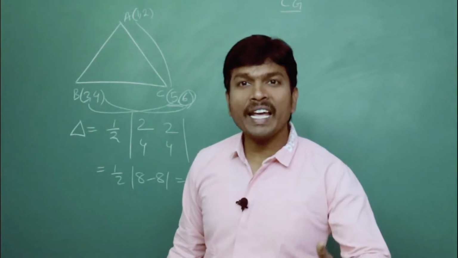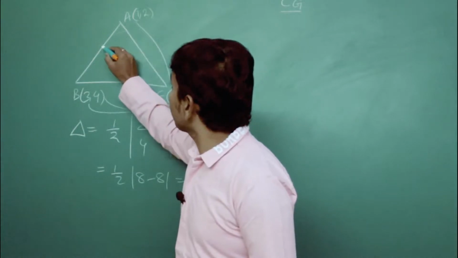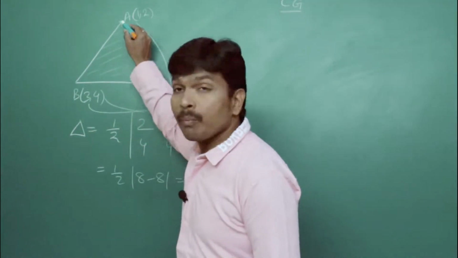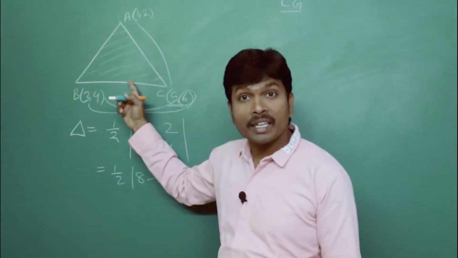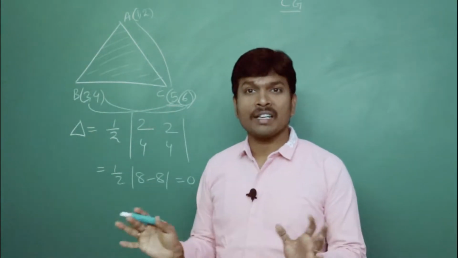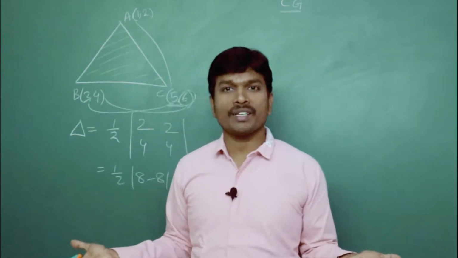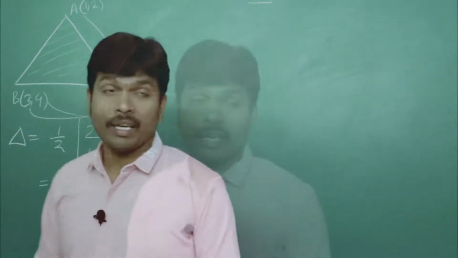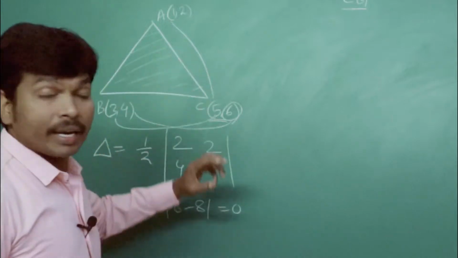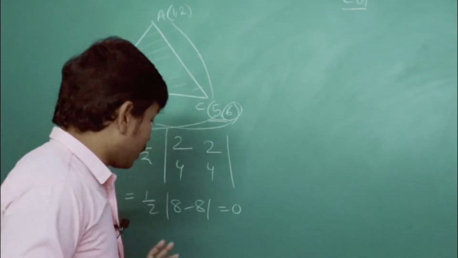What is meant by area? Area is nothing but the amount of region bounded by the boundaries. So here you got it, the area 0 means the triangle is not formed because its area is 0. Then definitely these 3 points lie on the same line.